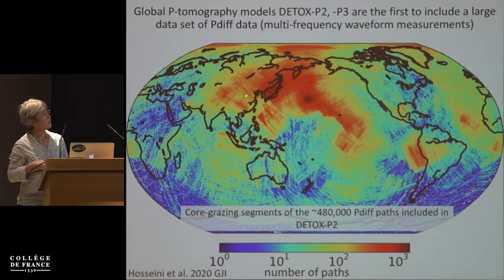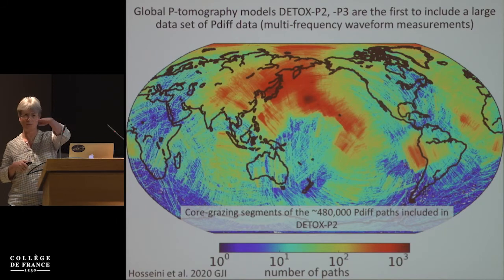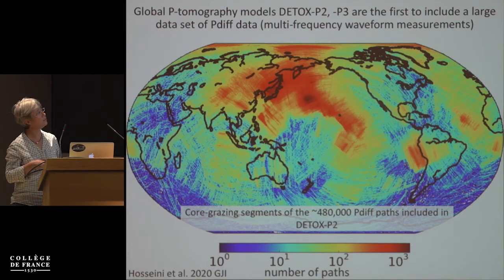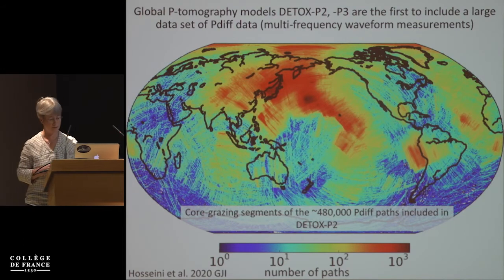And so what Kasra did here is to project the nominal path where the core mantle boundary is being grazed. So that short segment is projected onto the globe, and you can see which areas are visited by these waves where they touch the core. So here a lot. And in general, the oceans are quite well covered, which is the opposite of the teleseismic P waves, which generally sample more under the continents.